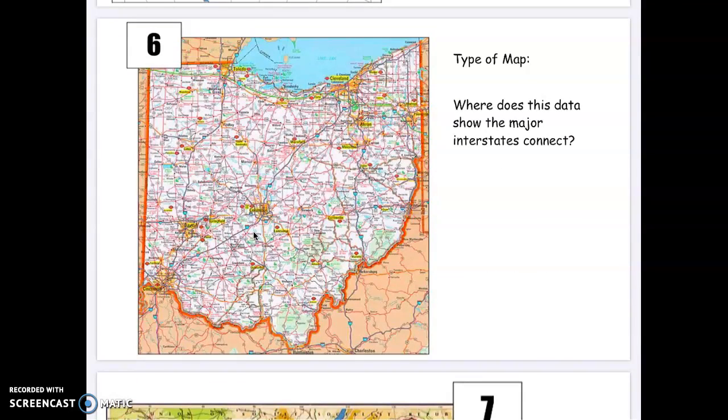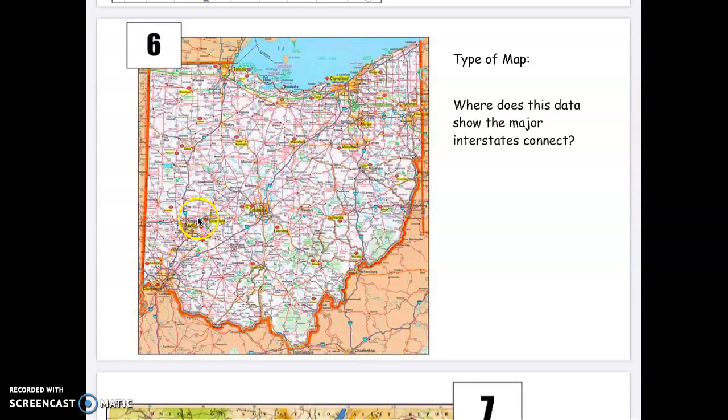Let's go to map number 6. What type of map is number 6? It looks like a little busyness going on here. Map number 6 would be a road map, of course. So we can see all of the roads. And the question is, where does the data show the major intersections connect? So where do they meet? Where do they come together?